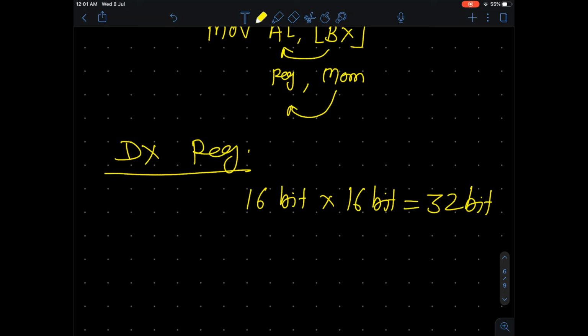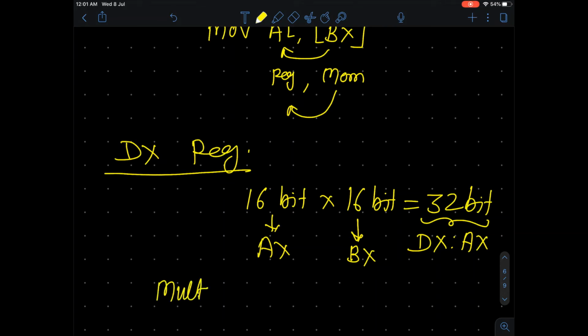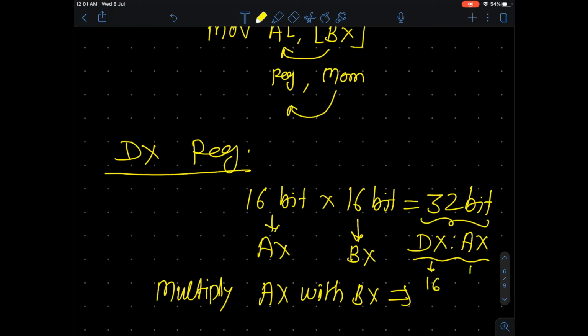When this type of operation is performed, the product is always in the DX and AX registers. Suppose this 16-bit number is in the AX register and this one is in the BX register, and the operation is multiply AX with BX. Then the result is in DX and AX, meaning the upper 16 bits of the product are in the DX register.